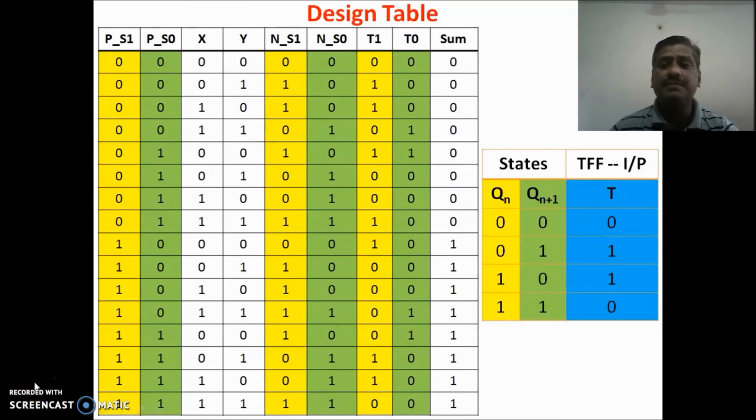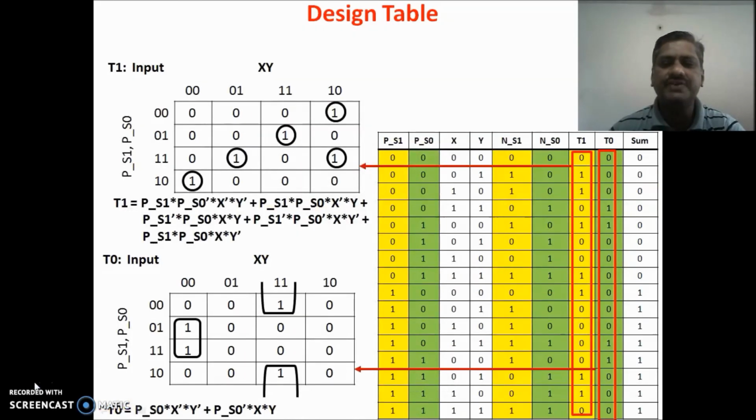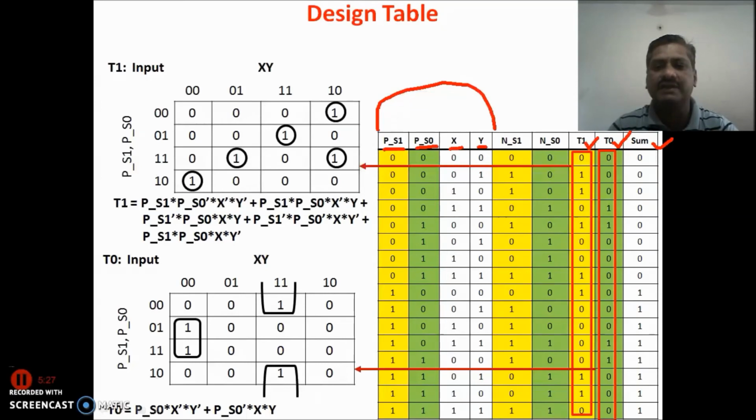Now, after preparation of the design table, we have to prepare the equations. Here we have PS1, PS0, X and Y. These are the 4 input combinations available to us. And we want to prepare the equation for the input to T flip-flop 1, the input to T flip-flop 0, and the equation for the sum, that is nothing but the output, which is the sum in this particular case.